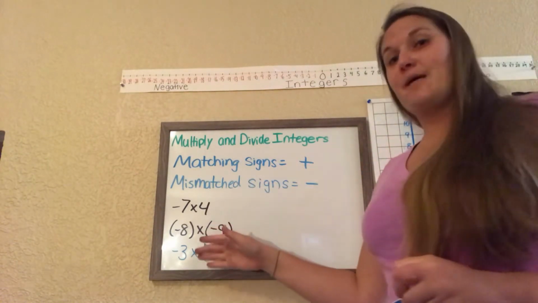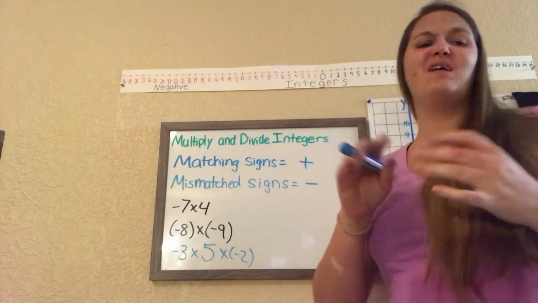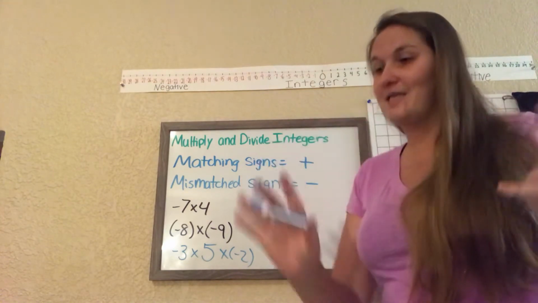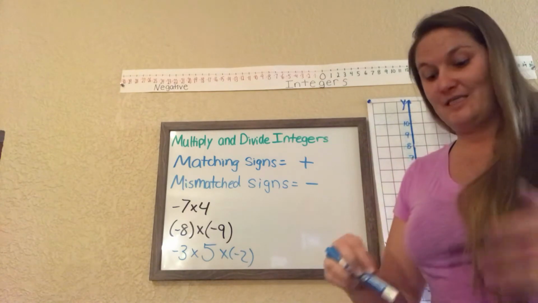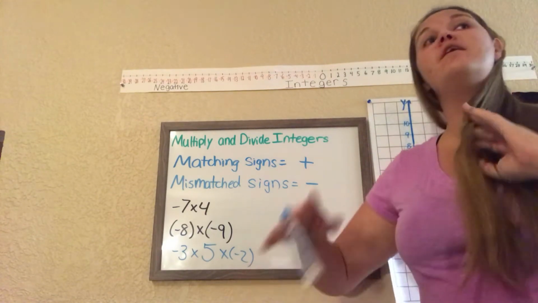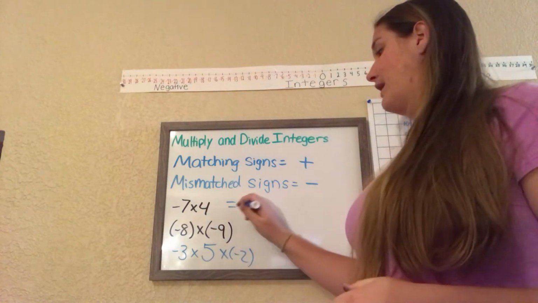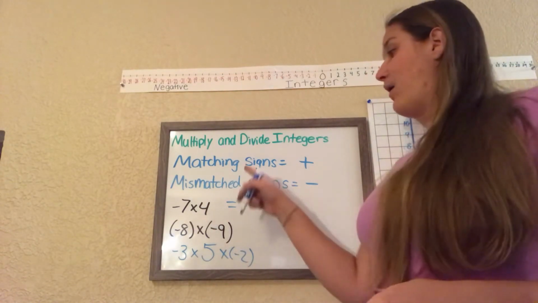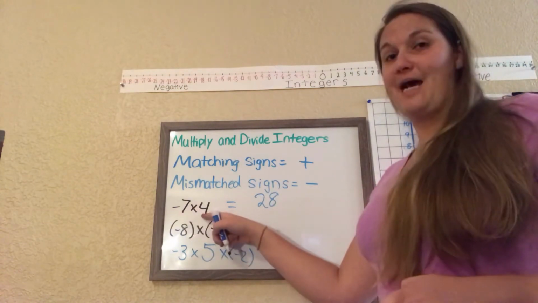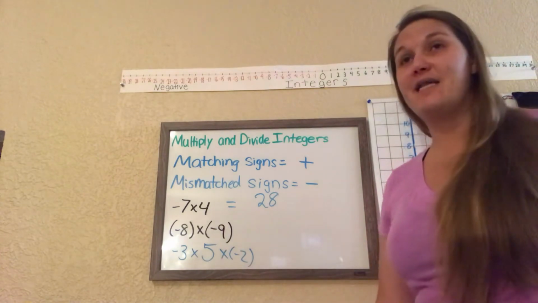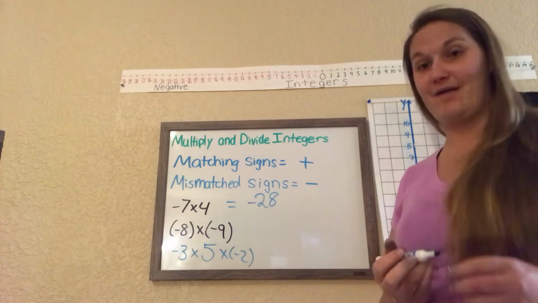So let's do a couple examples. -7 times 4. Can you use your calculator? Yes, I'm not going to say it's impossible. I just know that when you do get back to taking the FSA next year or any other skill in life, you should know how to multiply this in your head. So imagine 7 times 4, you know that equals 28. Now, are the signs matching or mismatched? One's negative, one doesn't have a sign. If I don't write a sign there, assume it's positive. So negative times positive should give you a -28.